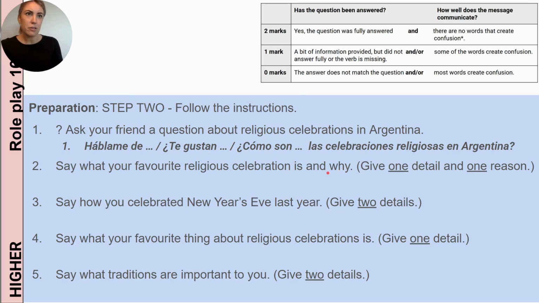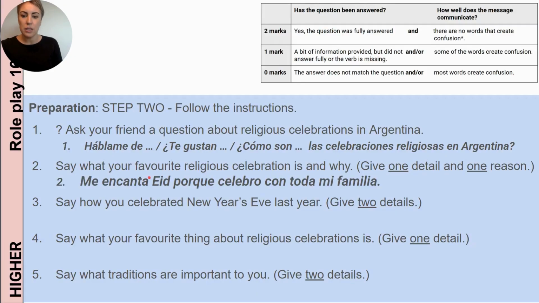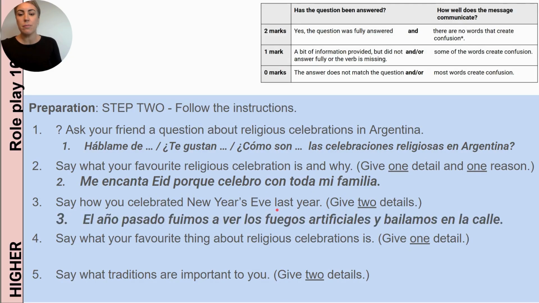Número 2. Say what your favorite religious celebration is and why. So my favorite religious celebration is, because, okay? So I said, me encanta. So I love Eid. Porque celebro, so the reason, con toda mi familia. I love Eid because I celebrate with all my family. Bien. Say how you celebrated New Year's Eve last year. Okay. Key thing is knowing how to say this, although you could answer without saying New Year's Eve in Spanish, which is what I've done here. And I'm just saying, el año pasado, last year, we went to see the fireworks. Fuimos a ver los fuegos artificiales, and we danced on the street. So 2 things. Okay, and we danced on the street.